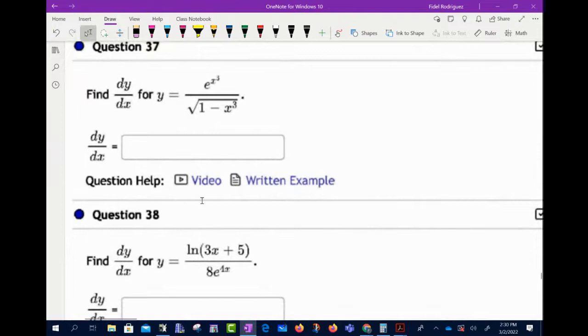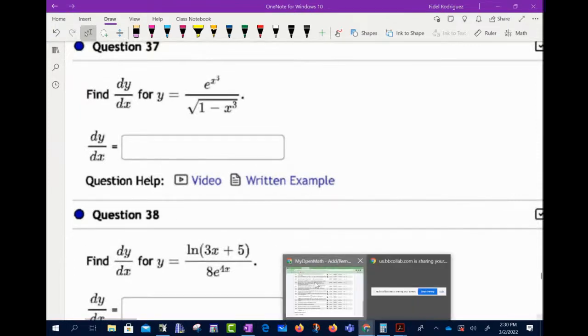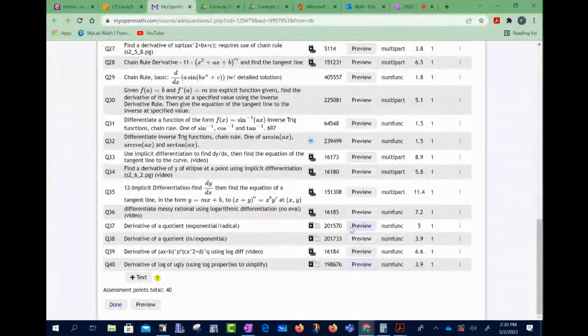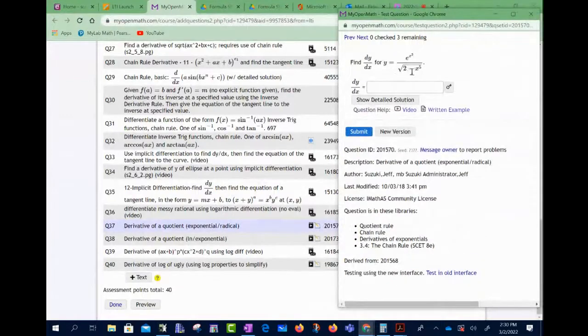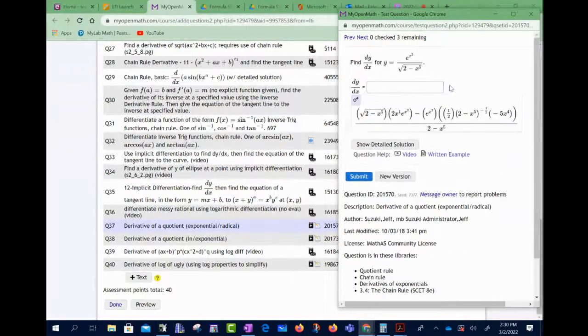And so even if I come back over here and look at 37, again, it might be a slightly different problem, so theirs is slightly different. But if I look at their answer, do you see how it's all written out kind of like this? You see how it's all written out?